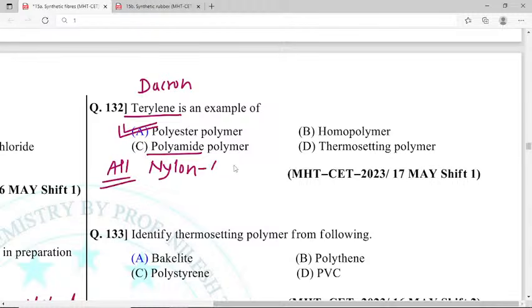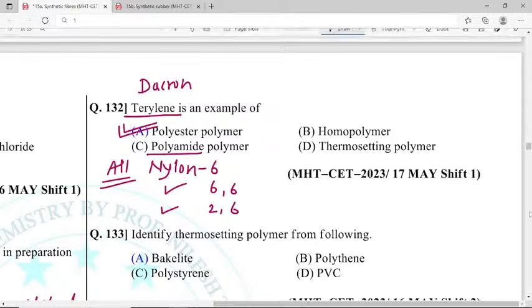So nylon 6, 6,6, 2,6 also. All nylons are polyamides.